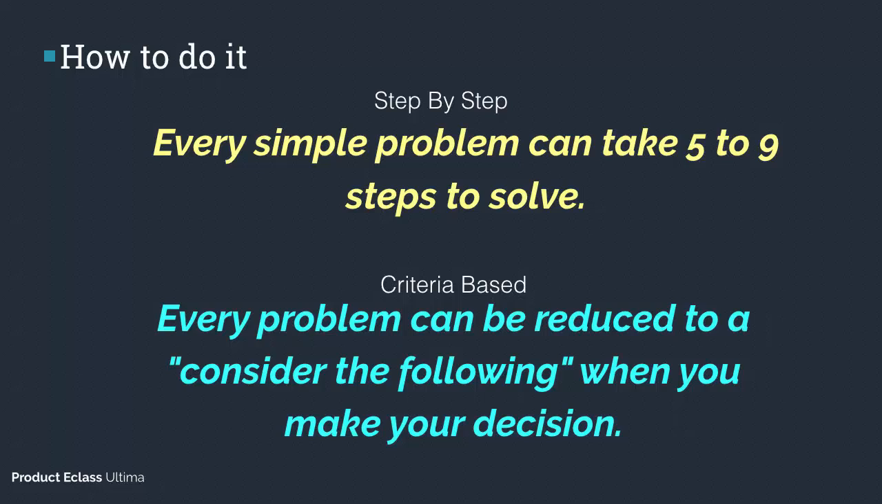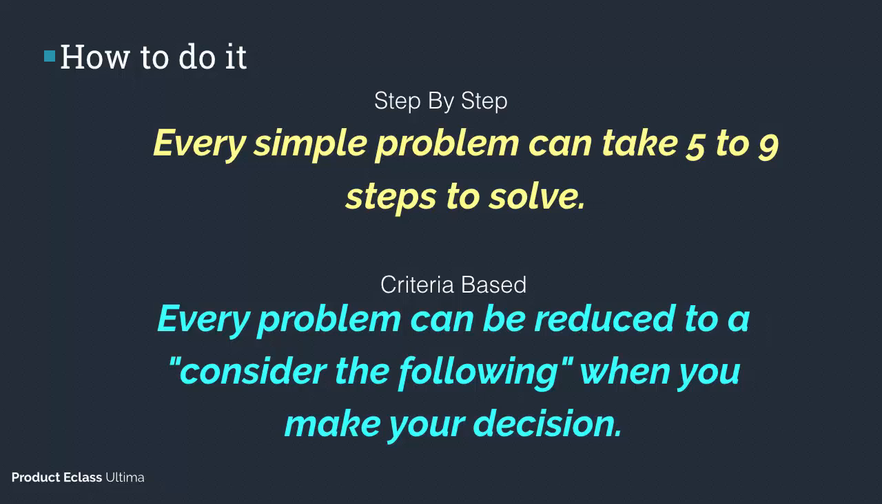Every problem can be reduced to consider the following when you make your decision. So you say, these are the 5 things that seem to make the most difference related to topic X. Here's things you need to know about these 5 things. Now use this criteria to help you narrow down and focus on what's important when you make decisions related to X. All right?